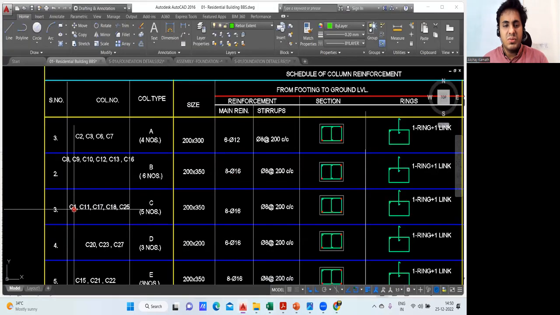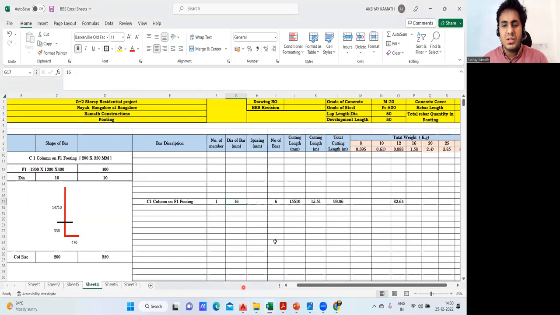So C1 is here for me. And 16, how many bars are there? 8 bars are there, so we'll make this as 8. So number of bars also I'll do 8. So the moment I do that, 16 diameter bar, 8 bars. Fine.